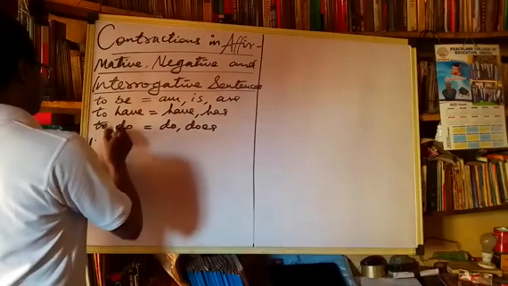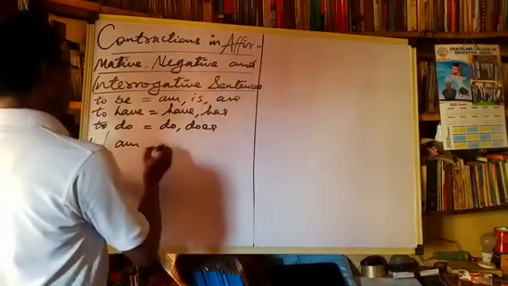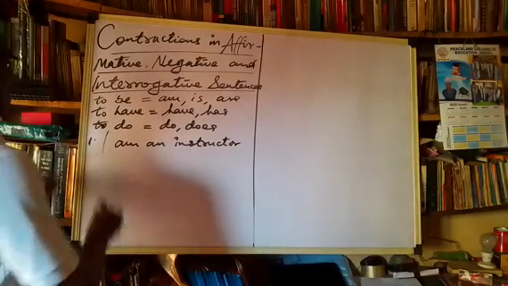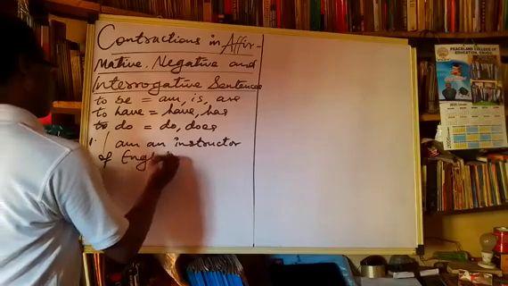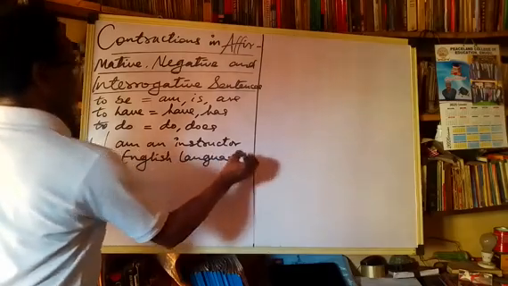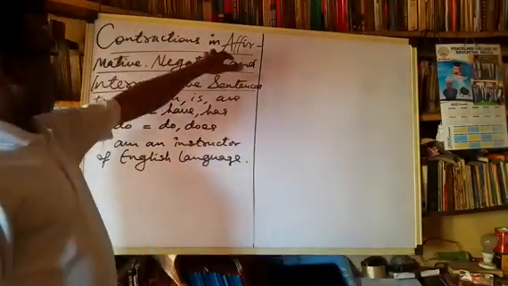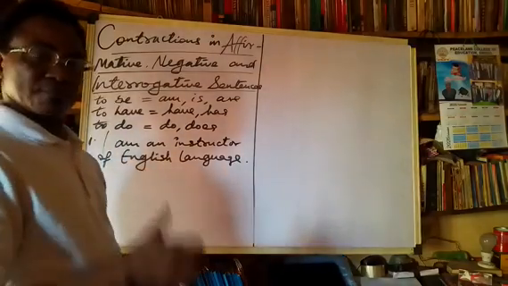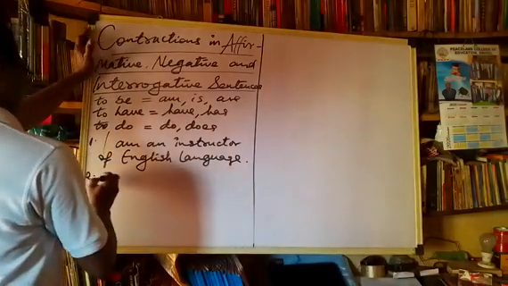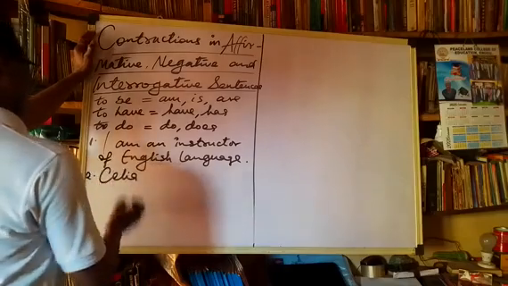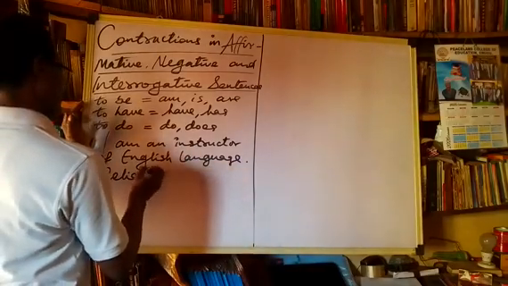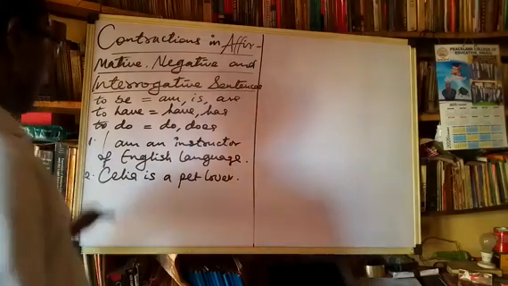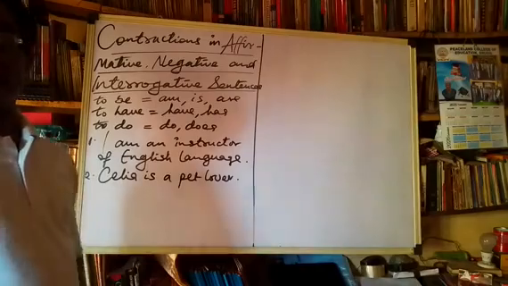Now let us take an example. I am an instructor of the English language. I am an instructor of the English language is an affirmative sentence. It's a statement of fact because it is true. Number 2 says, Celia is a pet lover. This is also a statement of fact or an affirmative sentence.